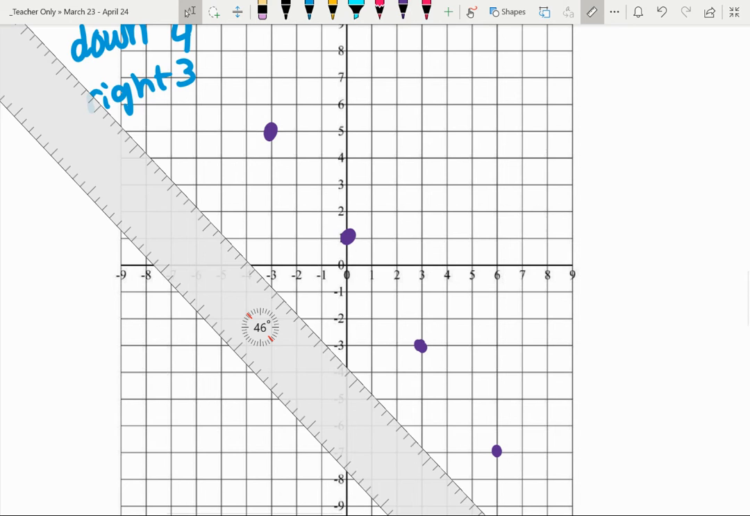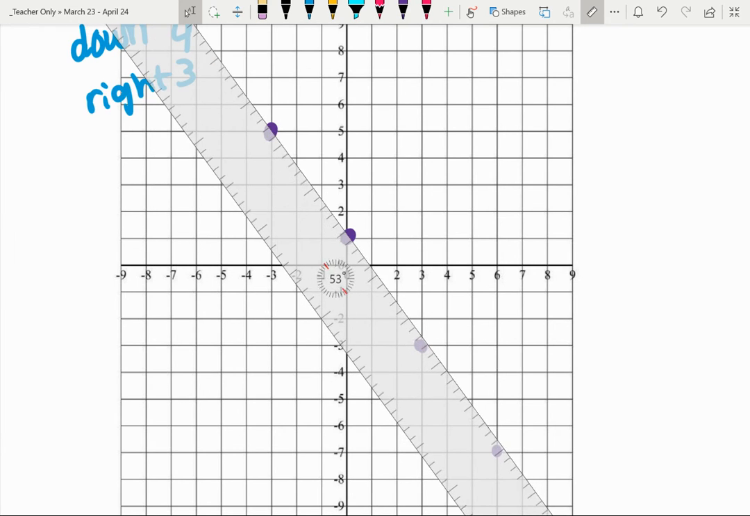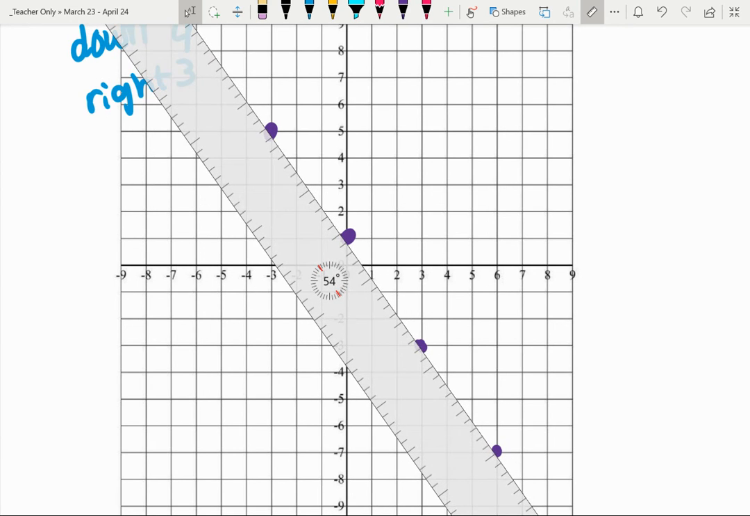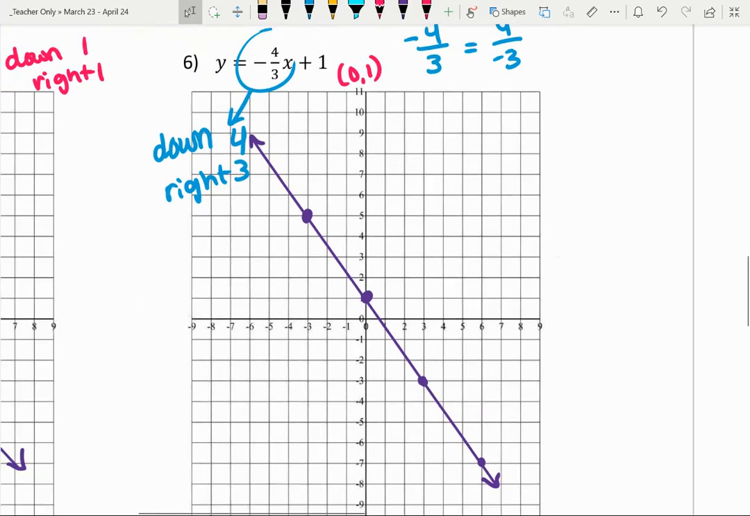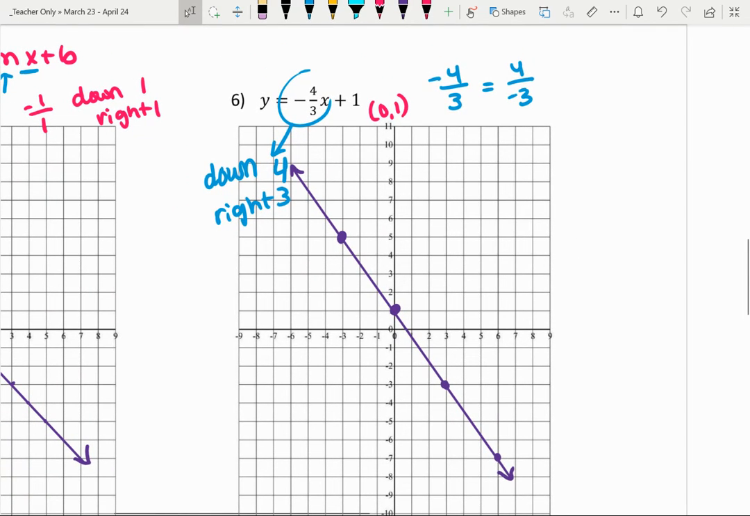And then I'm going to grab my ruler and finish my line. All right. So again, slope intercept form, this is a review. It's just going to take a little bit more practice to get back in the swing of things.